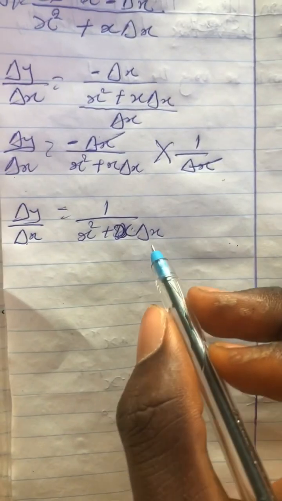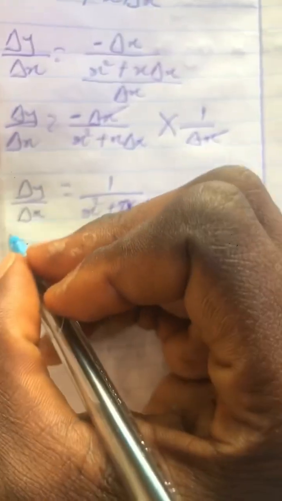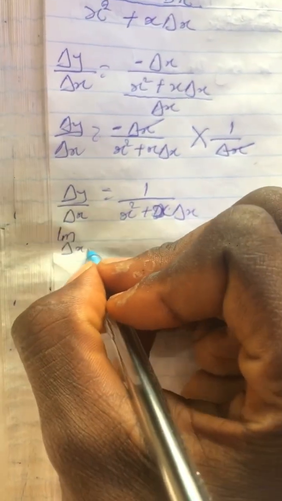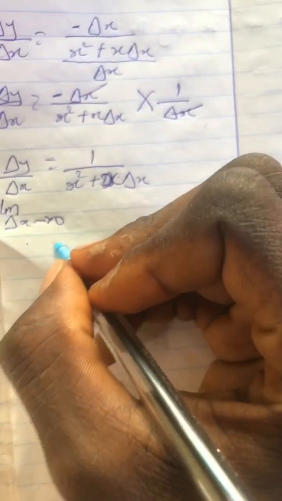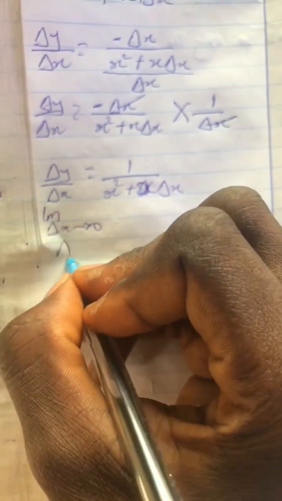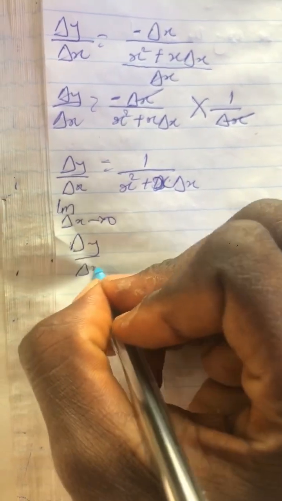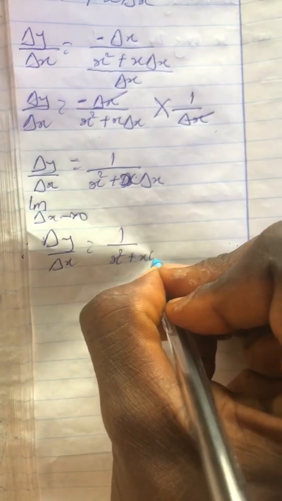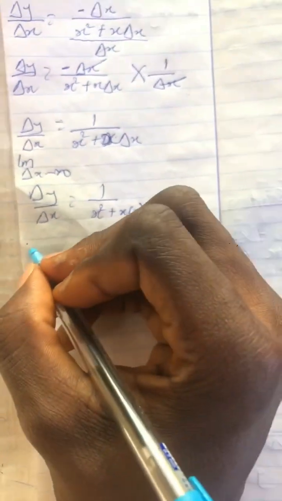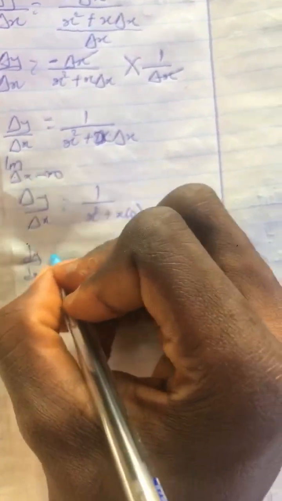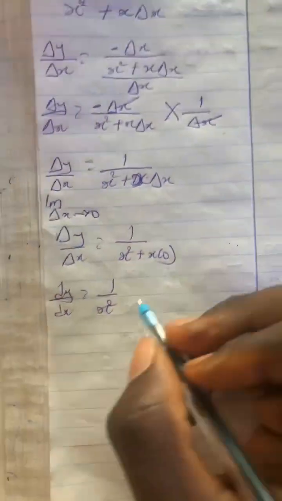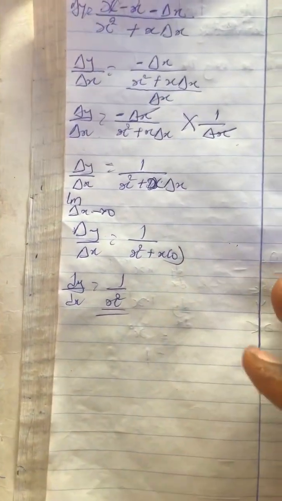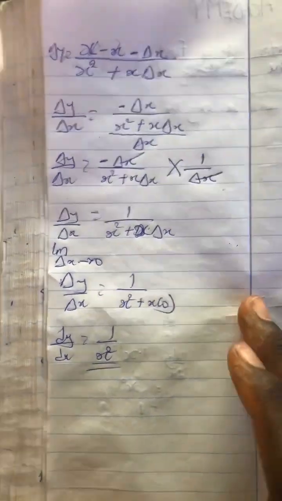Then what do you do? You take the limit of change in x tending to 0. Therefore we have minus 1 over x squared plus x in bracket 0. Therefore our dy dx is minus 1 over x squared. That's our final answer. If you don't understand, you're always free to ask questions.